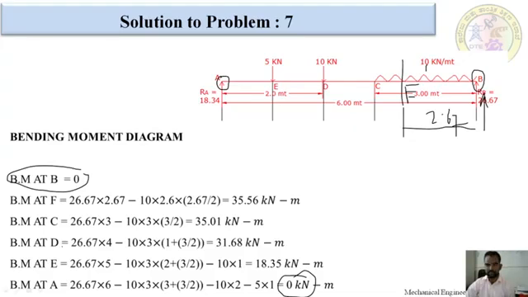Upward force is positive: 26.67 into 2.67. Up to here only we are calculating. How much distance? 2.67. For that reason, 2.67 minus, this is downward force, 10 into 2.67. This is the conversion of UDL into point load. After that, half of the component, 2.67 divided by 2. The value we got is 35.56 kilonewton meter.